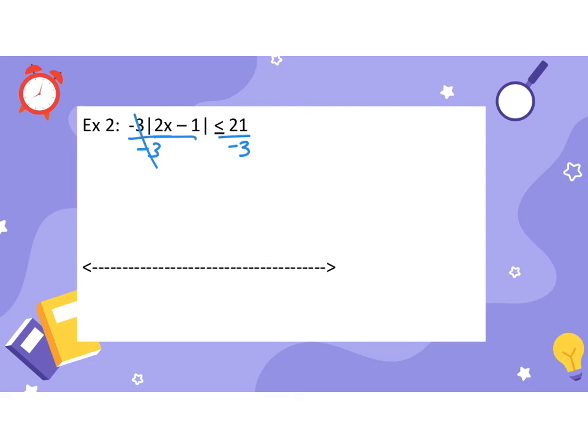When I do that, I end up with just the absolute value of 2x minus 1. What happens when I divide by a negative? It flips the sign, right? And then 21 divided by negative 3 is negative 7. So now that I'm isolated, I can decide, is this an and or an or? If it's a greater than sign, because again it's eating the variable, greater, it's going to be an or.